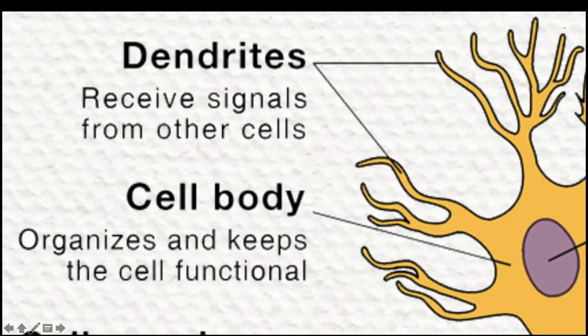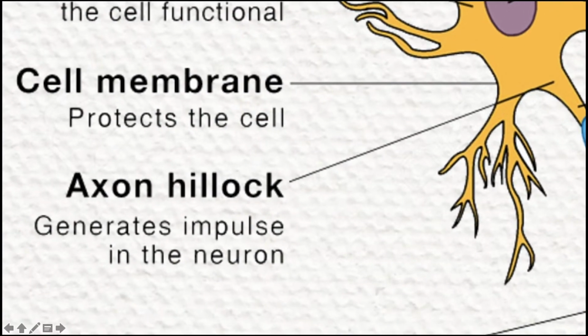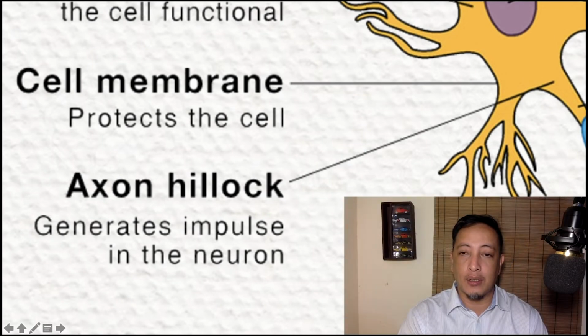Usually it receives signals from other neurons or receptors. And the cell body is the one that organizes and keeps the cell functional. Like any other cell, all the functions of the ordinary cell are taken upon by the cell body. It also has a cell membrane which protects the cell and is much involved in membrane transport and also for generating action potentials. And then we have the axon hillock, which generates impulses in the neuron. This is actually where the impulse that is conducted through the axon is generated.